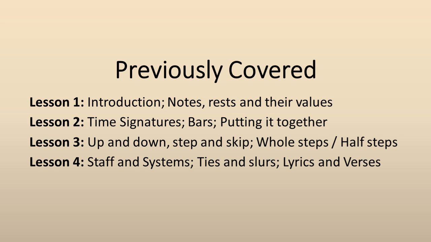In the third lesson, we covered the next 2 of our 9 basic topics. We saw what it means when we say that notes go up and down by steps or by skips. Then we explored whole and half steps, referring to a piano keyboard. The fourth lesson focused on the staff and combining staves into systems, ties and slurs, and the whole arena of lyrics and verses. We'll continue to build on those concepts in this video, so if you haven't watched those yet, I would encourage you to do so before you watch this one.